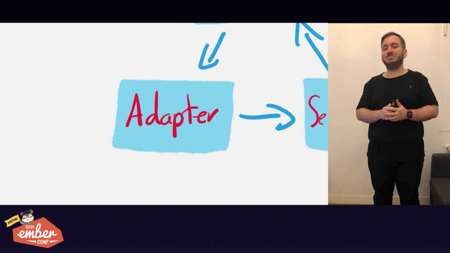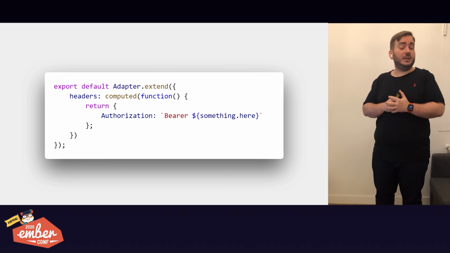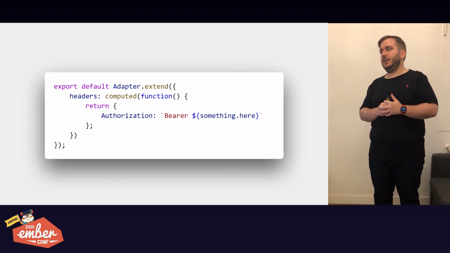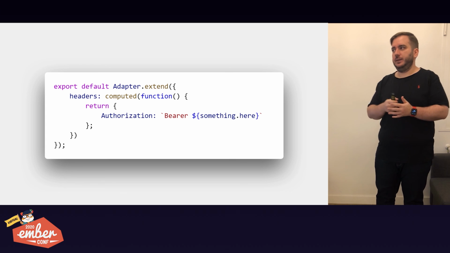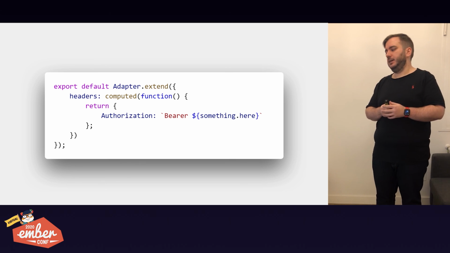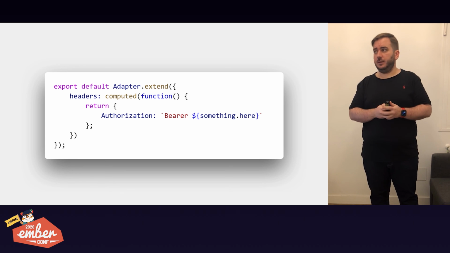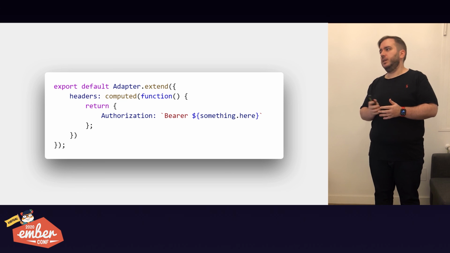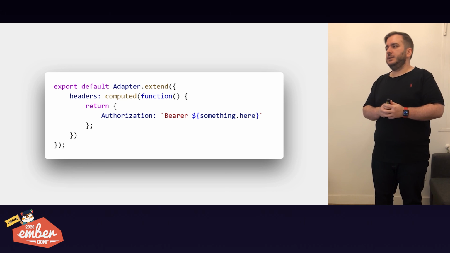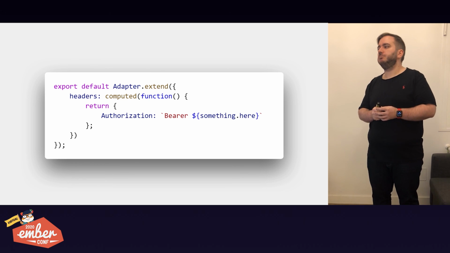Do you want to see the problem? The leak was here. In our adapter, we have a computed property for headers. This is using the old syntax because this happened almost a year ago. And in these headers, we were returning an authorization with a token injected from one add-on.